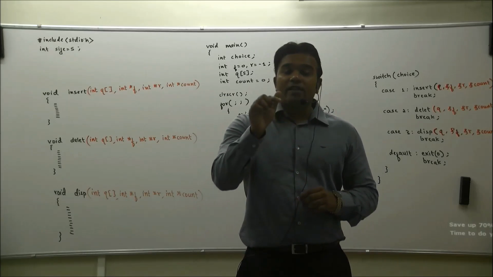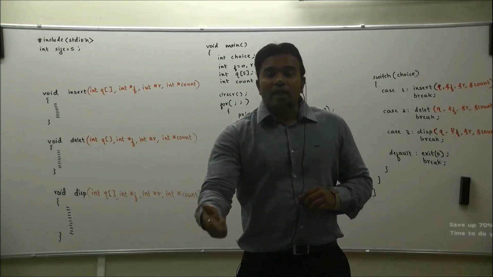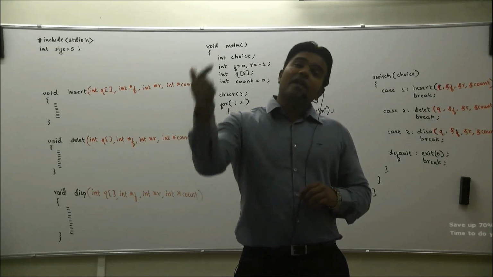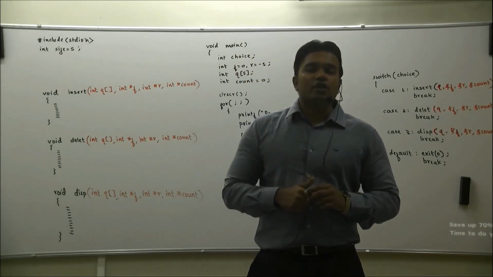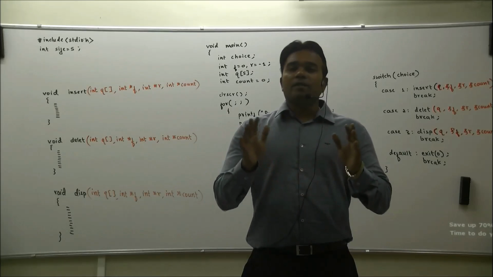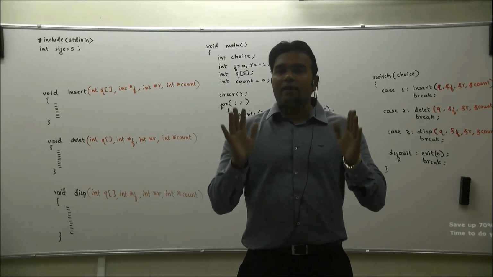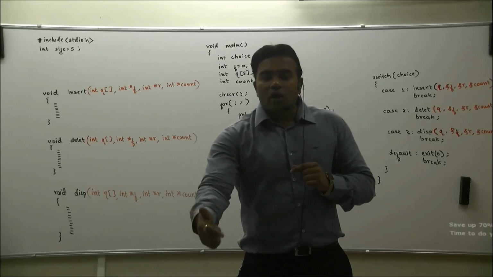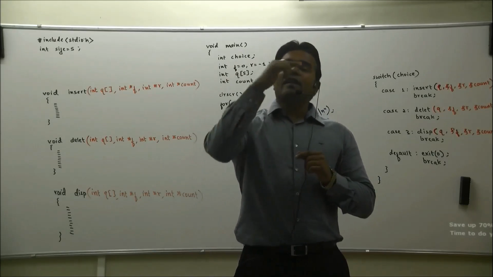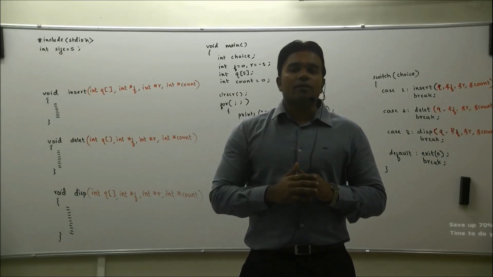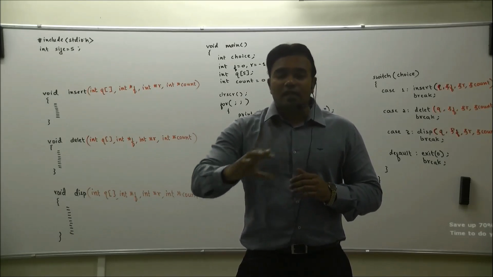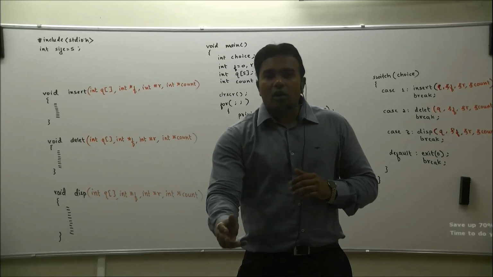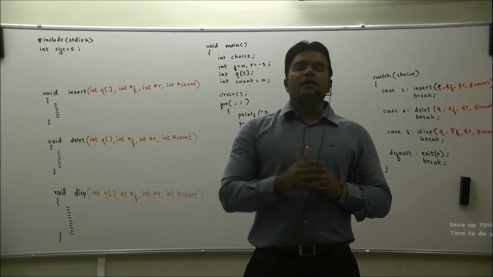Pass by reference, any change you make in the called function will get reflected back in the calling function. That is only pass by reference. Long back I have clarified it. In pass by value, whatever change you make in the called function will not get reflected back in the calling function. Whereas in pass by reference, any change you make in the called will get reflected back in the calling function.